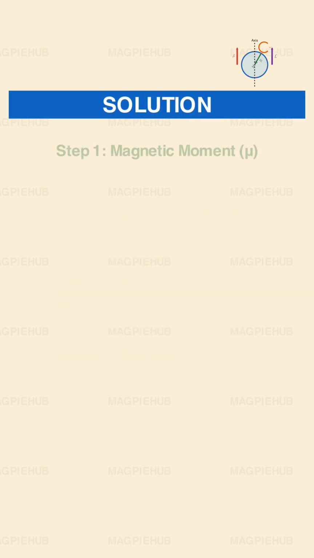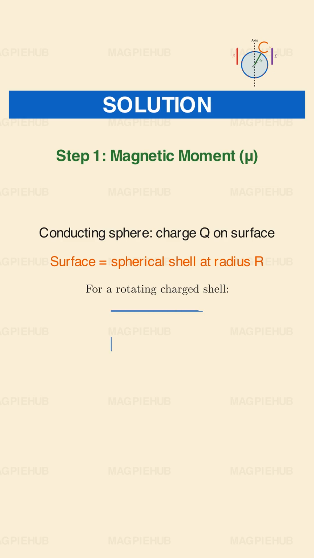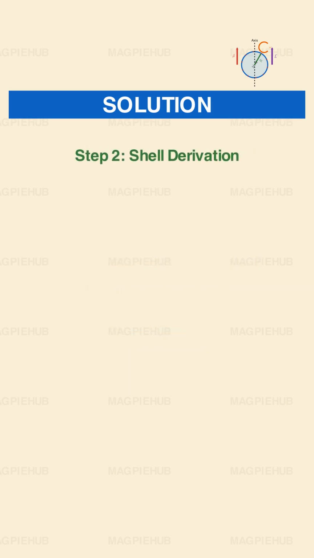Since the sphere is conducting, all charge q sits on the surface at radius r. A uniformly charged spherical shell of charge q and radius r, rotating with angular speed omega, has a magnetic dipole moment equal to 1/3 times q times omega times r squared. This is a standard result derived by integrating over current loops on the shell surface. Let me briefly show why the shell formula is 1/3 q omega r squared.